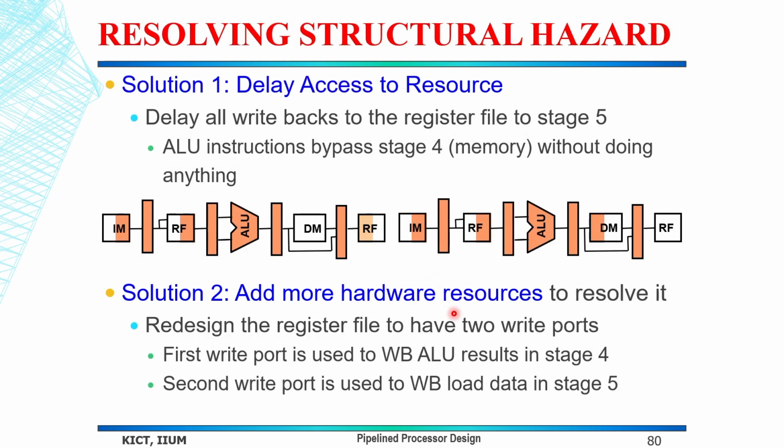Here again, it's talking about solution one: to delay all write backs to the register file to stage 5. So ALU instructions bypass stage 4 memory without doing anything. Like this, we can add a delay. And the second solution is to add more hardware resources to resolve it. Redesign the register file to have two write ports, because in the current single cycle and pipeline designs, we have two read ports and one write port. So the first port is used to write back ALU results in stage 4, and the second write port is used to write back load data in stage 5. So this is how we can do it.